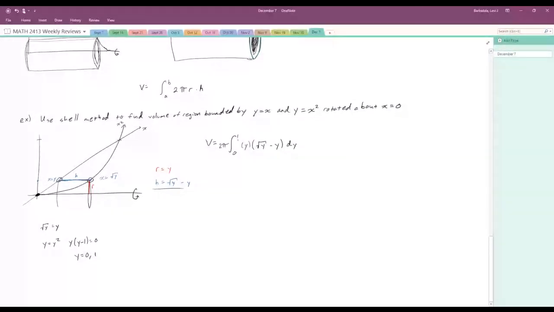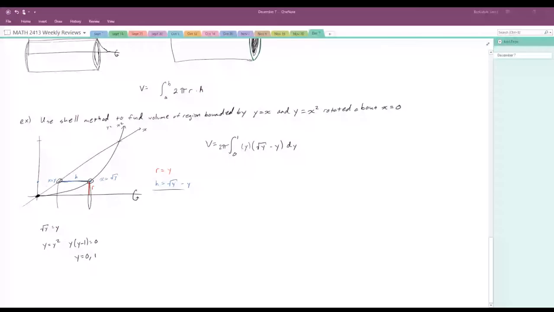How come you plugged in just square root of y instead of y square root of y minus y? So this is specifically this h distance here, but this curve is the line y equals x squared. Oh. So x is the square root of y. Good question. All right, but now I have my function, and I can go ahead.